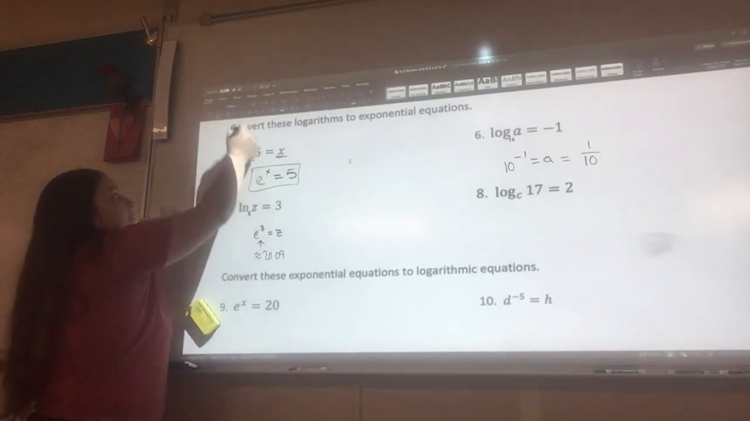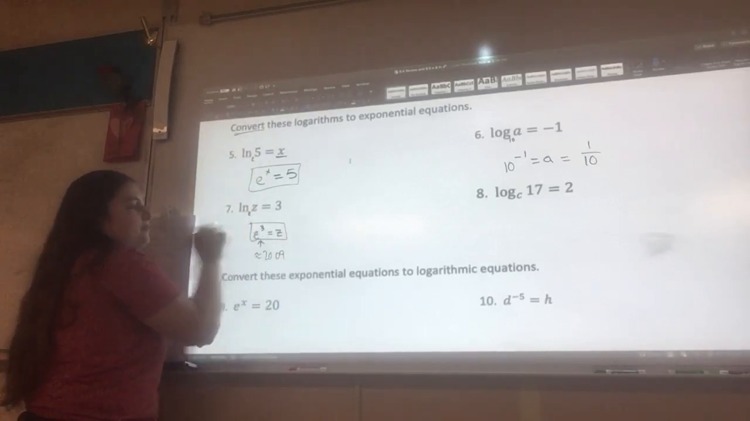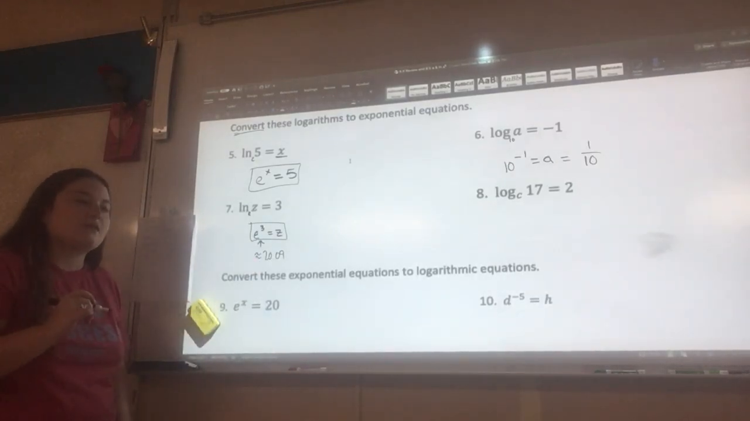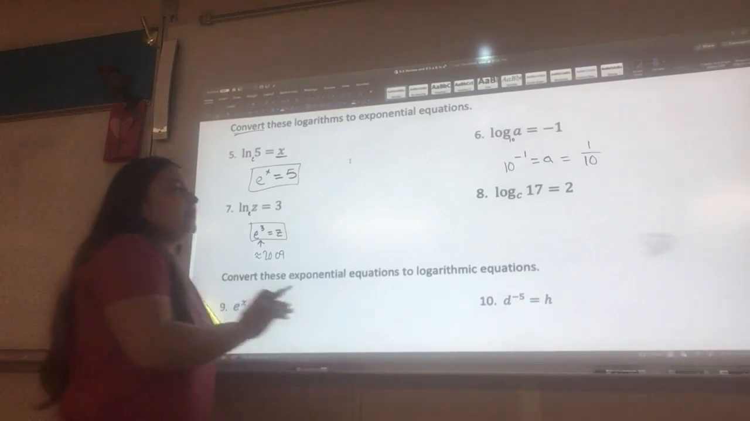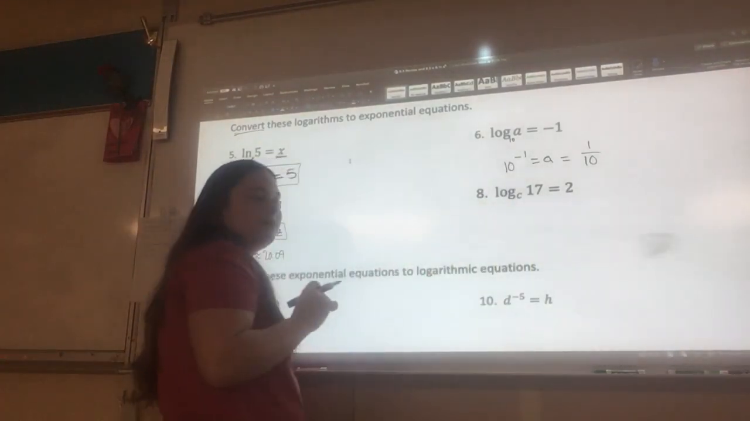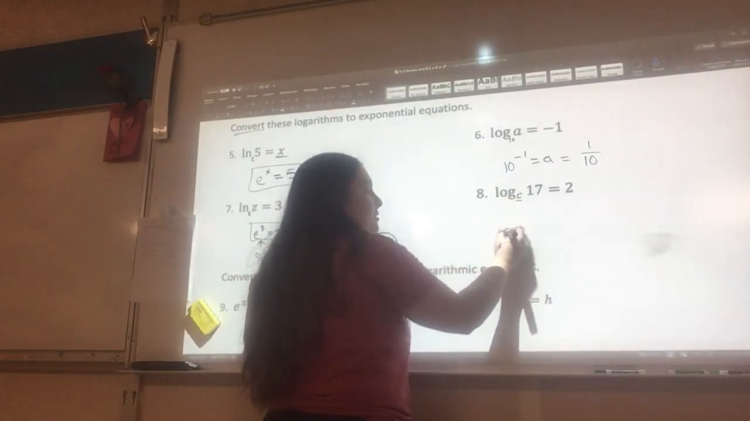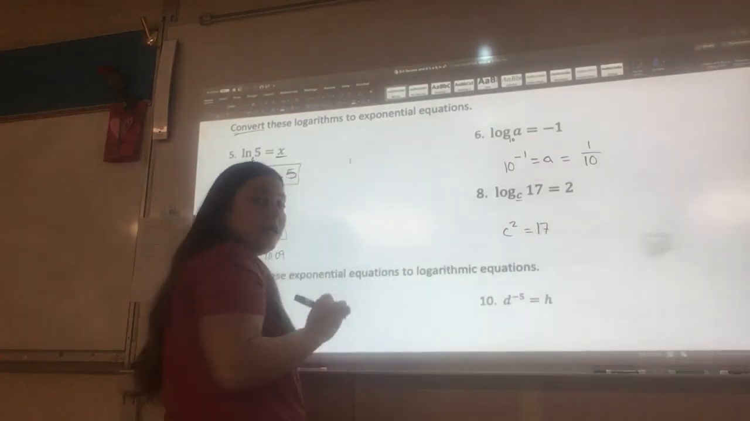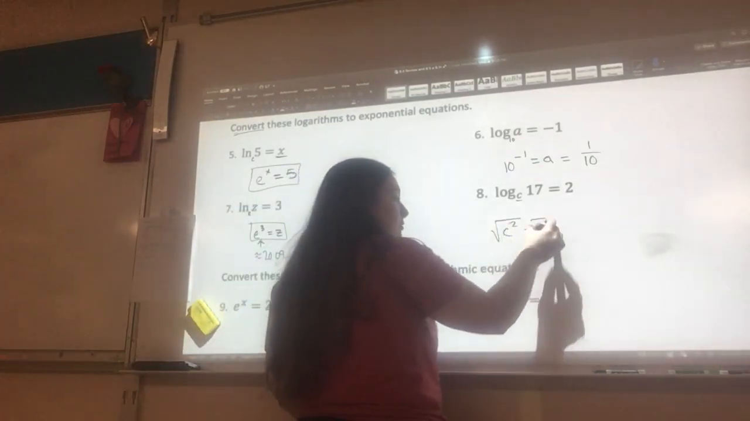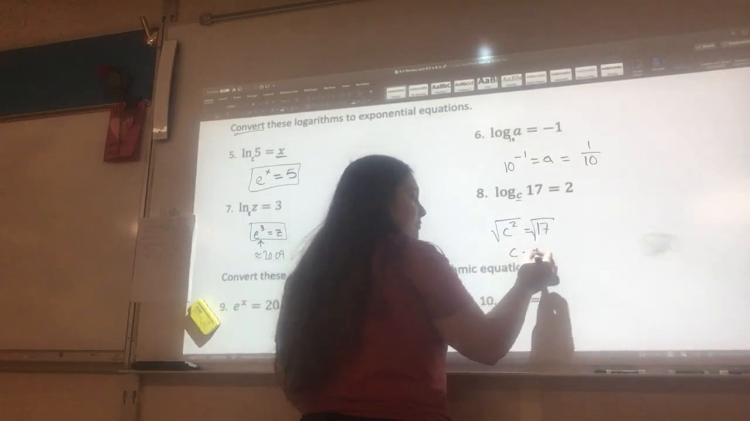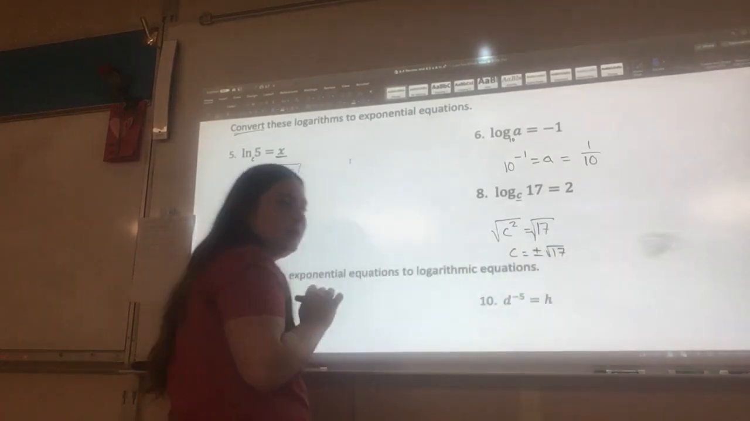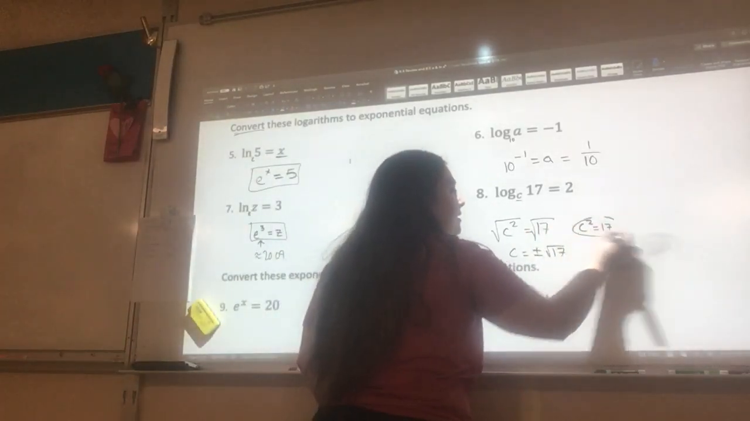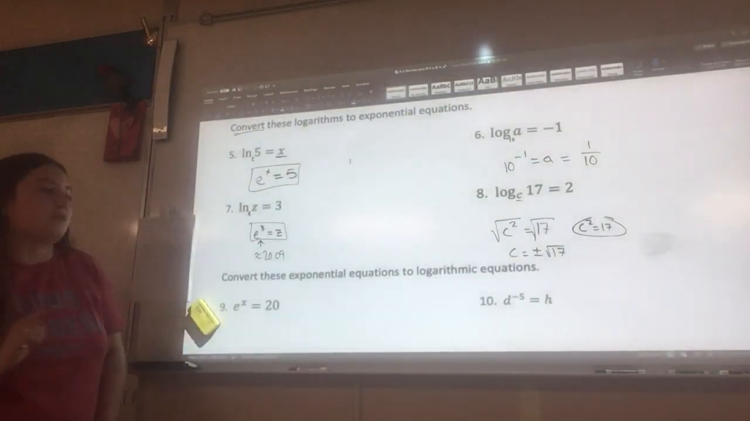But since we're just asking for conversions, I am just looking for that, because that's just solving for a variable and we are just asking for conversions. This one has a base of c for logarithm. So we say base c to the exponent of 2 equals 17. You could solve for c. You could square root it, right? And then c equals plus or minus the square root of 17. But once again, we are just converting, so the answer is technically c squared equals 17. But understand, you can solve for variables this way.